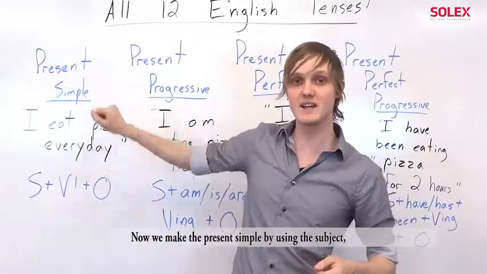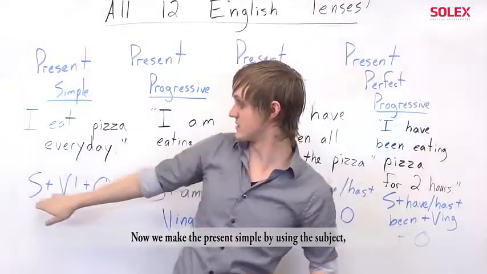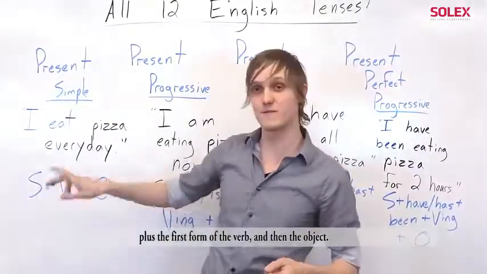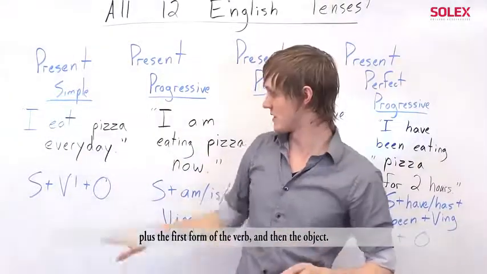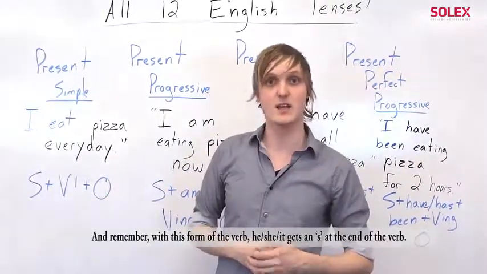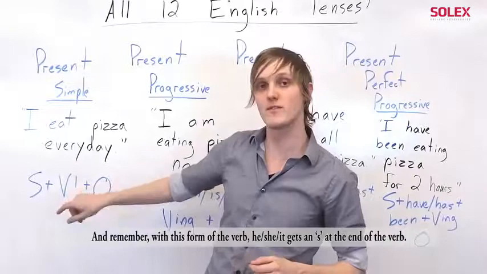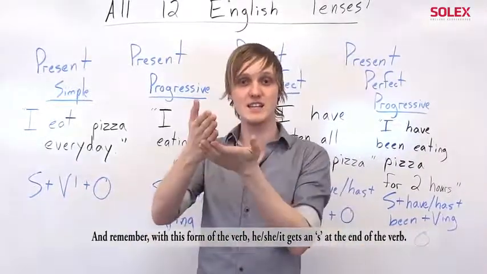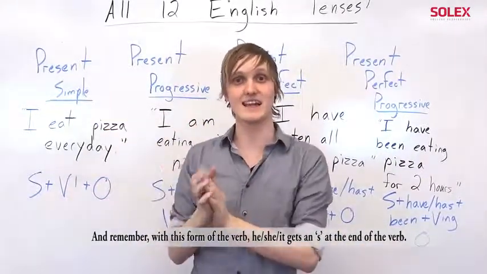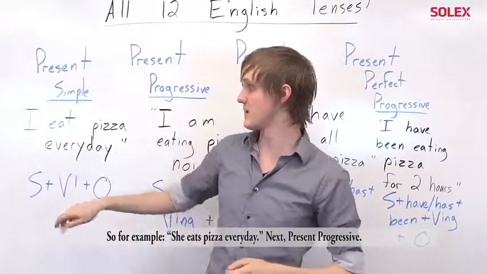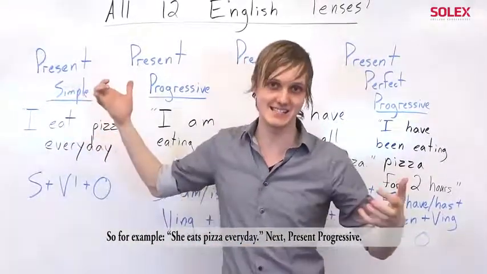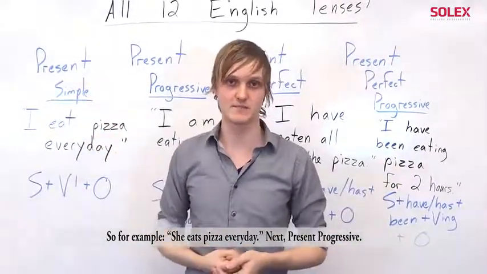Now, we make the present simple by using the subject plus the first form of the verb and then the object. And remember, with this form of the verb, he, she, it gets an S at the end of the verb. So for example, she eats pizza every day.